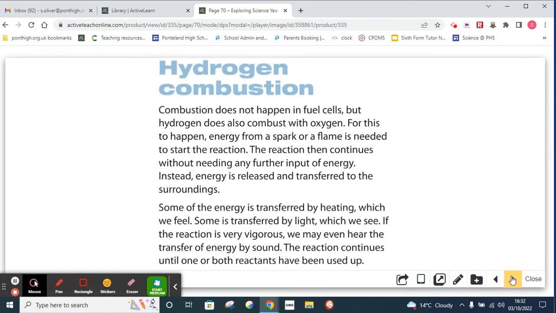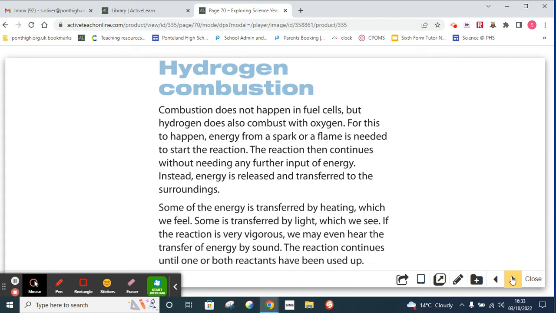Hydrogen combustion. Combustion does not happen in fuel cells, but hydrogen does also combust with oxygen. For this to happen, energy from a spark or from a flame is needed to start a reaction. The reaction then continues without needing any further input of energy. We call it a chain reaction when this happens. Instead, the energy is released and transferred to the surroundings, usually as heat energy and some light energy.